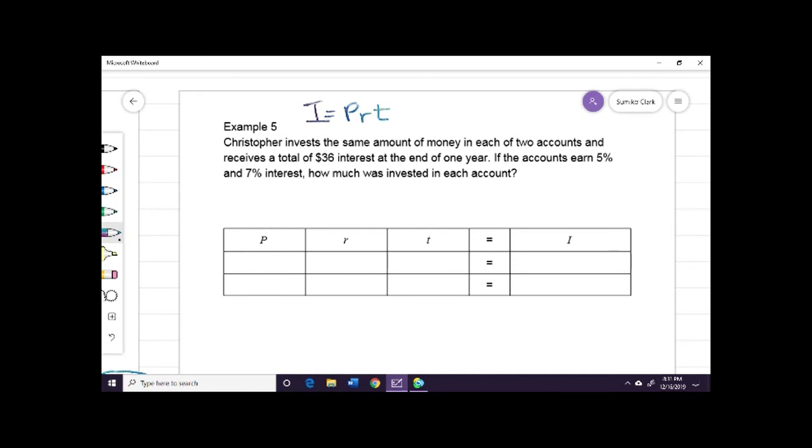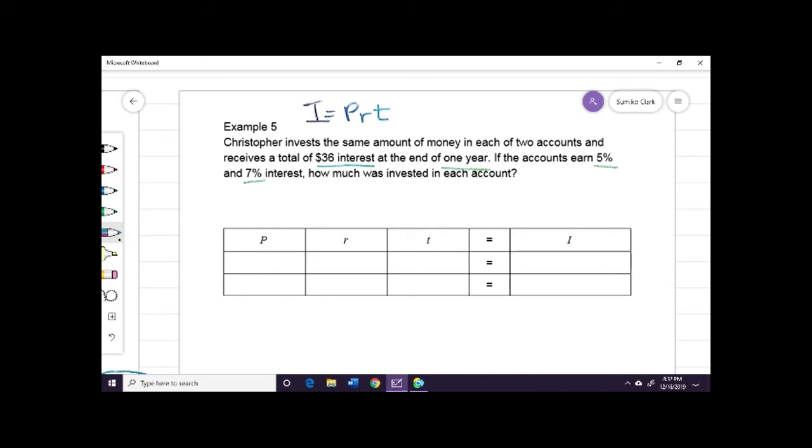When you get up into higher math, we'll talk about compound interest, which is more realistic. But in this case, we're going to talk about simple interest. Christopher invests the same amount of money in each of 2 accounts and receives a total of $36 interest at the end of 1 year. If the accounts earn 5% and 7% interest, how much was invested in each account?